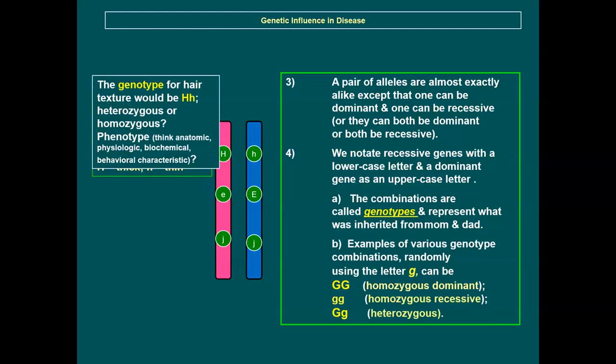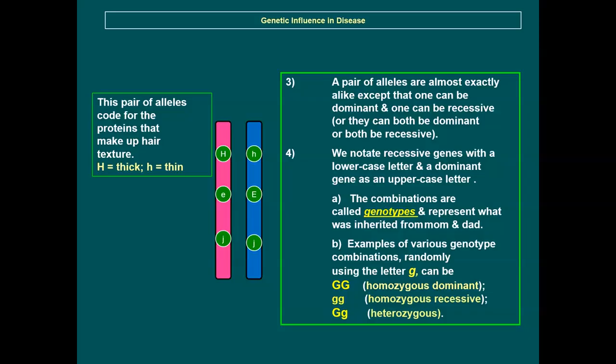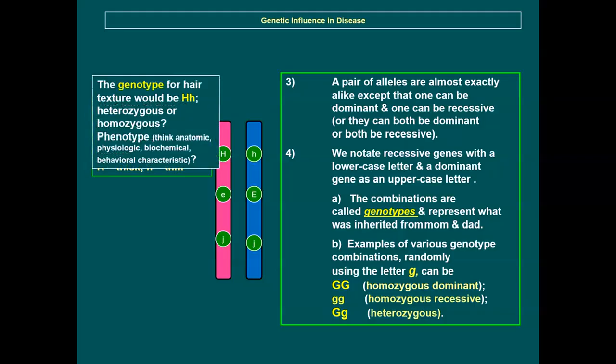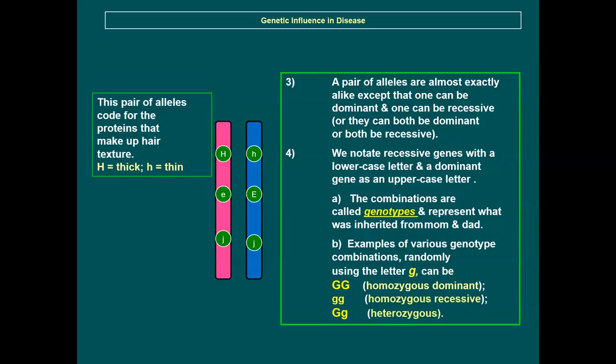Now, when we think about the phenotype, that is either an anatomic, physiologic, biochemical, or behavioral characteristic. We identify that the uppercase or dominant gene is going to code for thick hair, and the recessive gene is going to code for thin hair. So in an individual who is heterozygous, what is the feature or what phenotype is going to be displayed? And we know that this individual will have thick hair because that's what the dominant gene coded for.